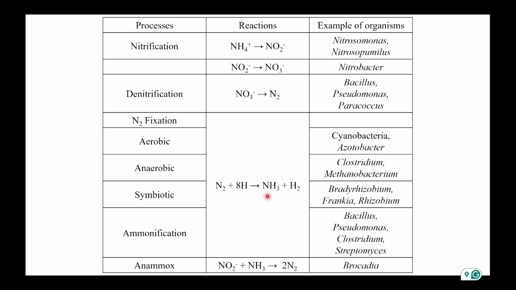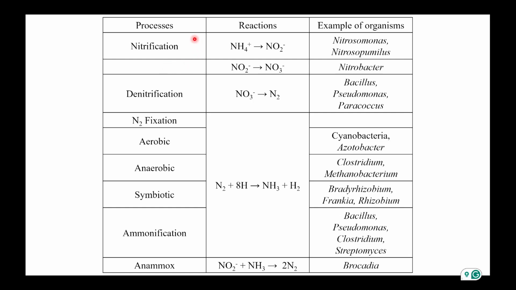So ammonia or ammonium ion will be oxidized into nitrites by ammonia oxidizing bacteria. Okay, and nitrites can then further be oxidized into nitrates by nitrobacter. These two processes combined are called nitrification. So after nitrogen fixation we have nitrification. In nitrogen fixation, we had nitrogen to ammonia. In nitrification, we have ammonia's oxidation.